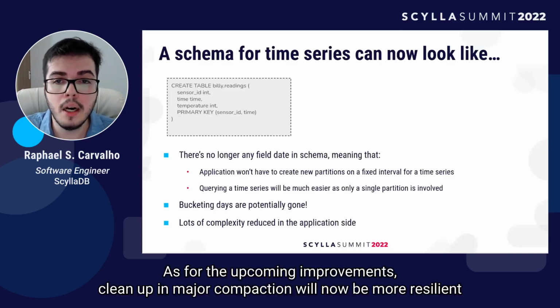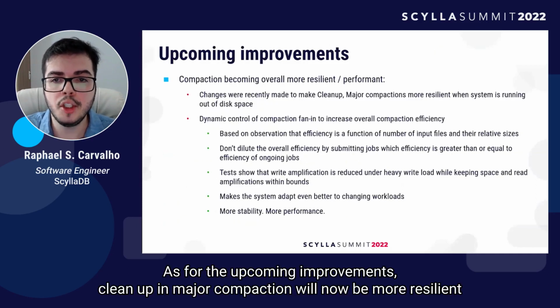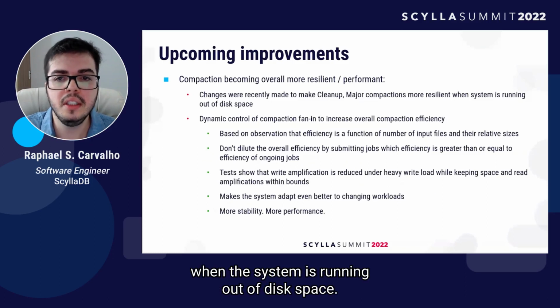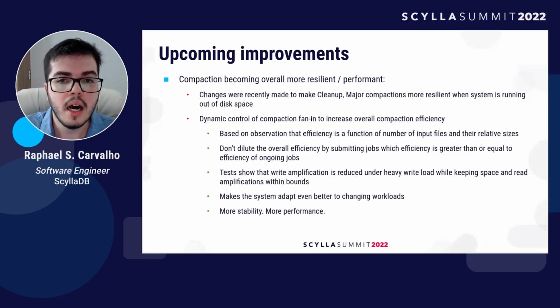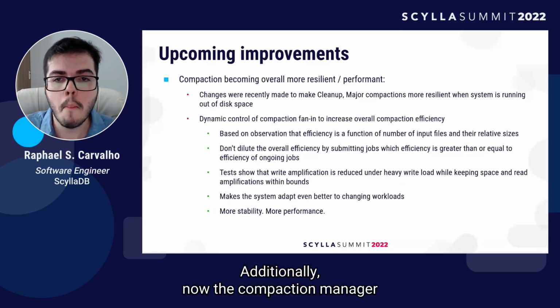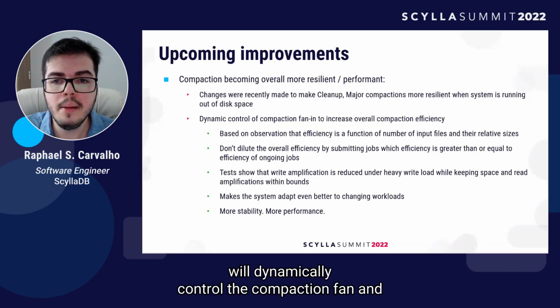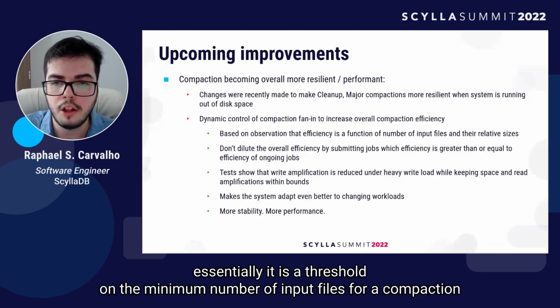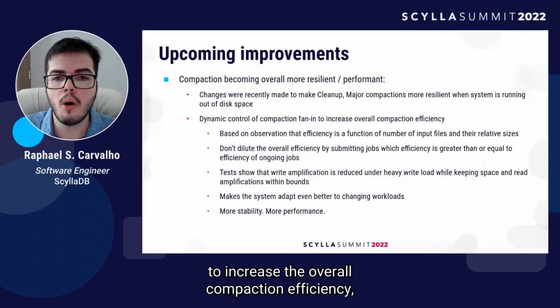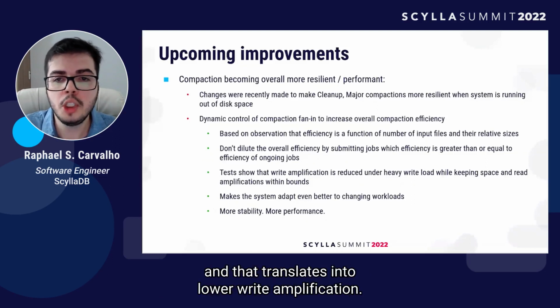As for the upcoming improvements, cleanup and major compaction will now be more resilient when the system is running out of disk space. Additionally, now the compaction manager will dynamically control the compaction fan-in. Essentially, it is a threshold on the minimum number of input files for compaction to increase the overall compaction efficiency, and that translates into lower write amplification.